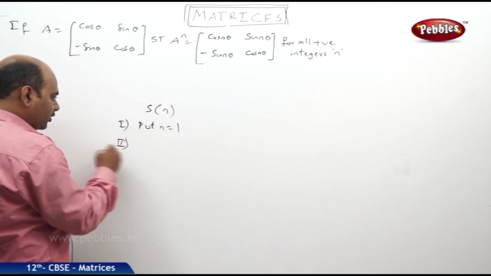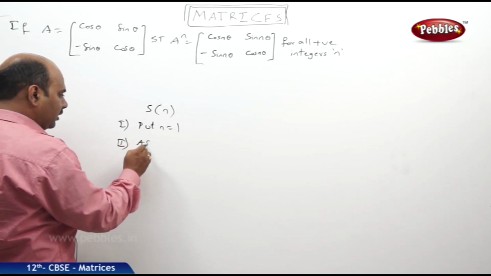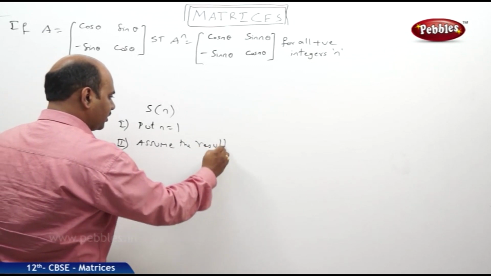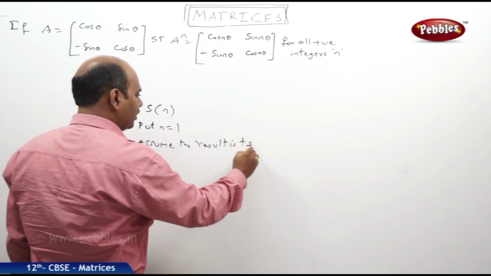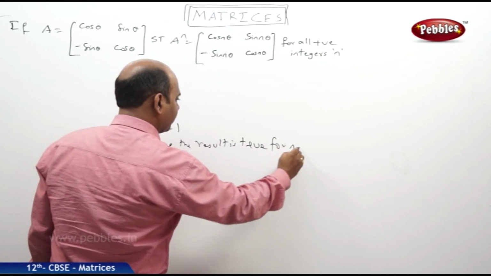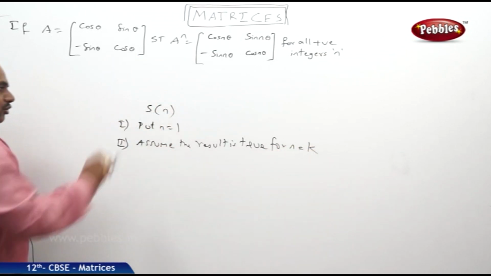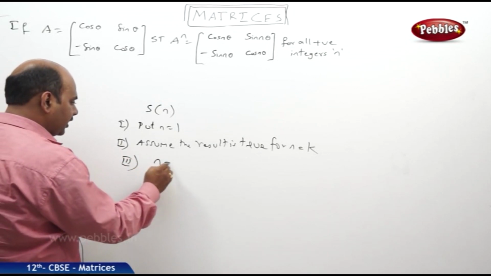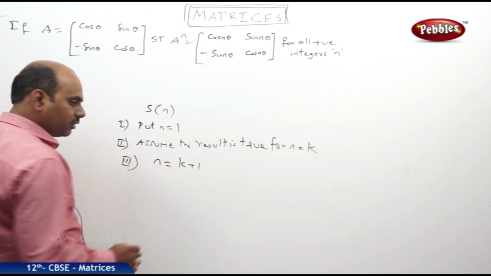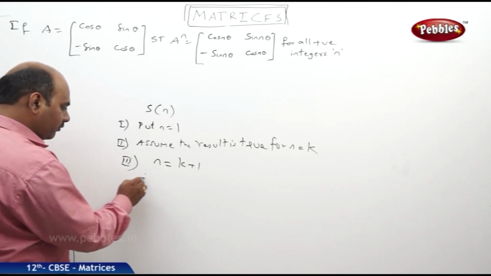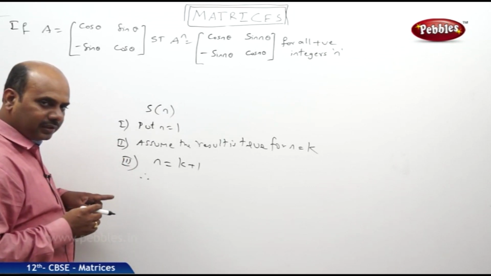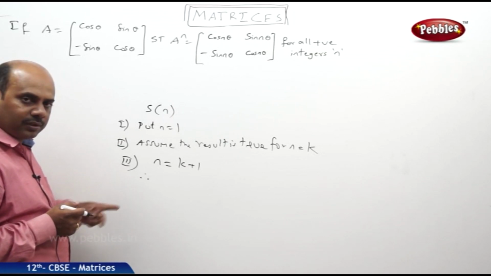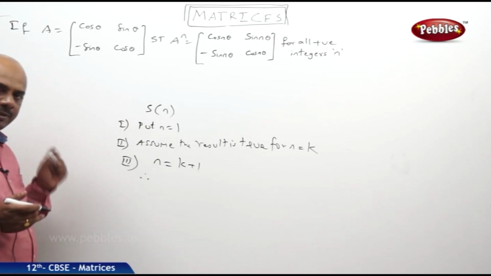After proving the statement for n equal to 1, we need to assume the result is true for n equal to k. After assuming the result is true for n equal to k, we need to prove the statement is also true for n equal to k plus 1. Therefore, we conclude by mathematical induction the result is true for all natural numbers, small n belongs to capital N.